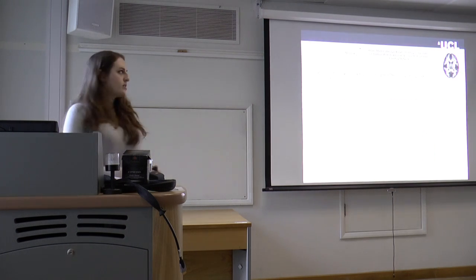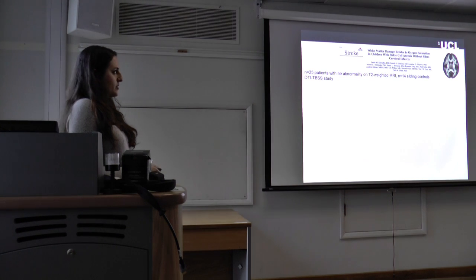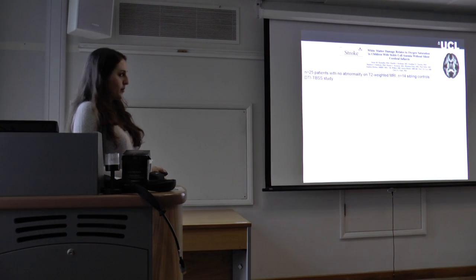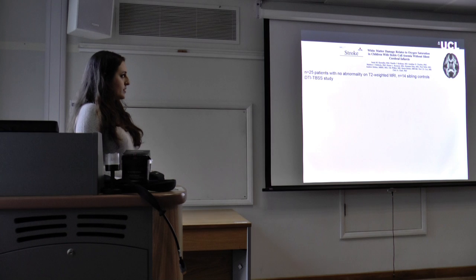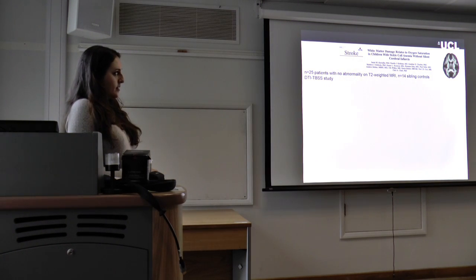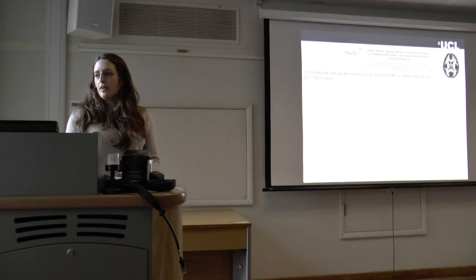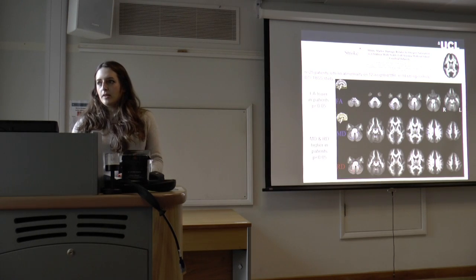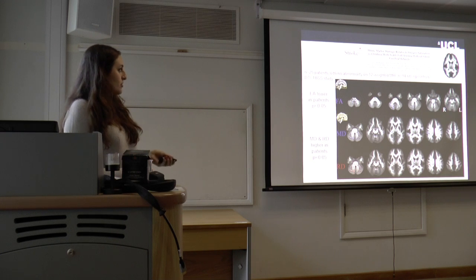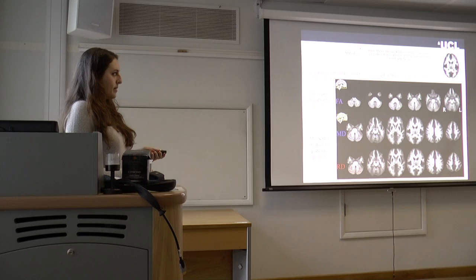So I want to talk about this study that was published this year, where I looked at 25 patients with no abnormality on T2-weighted MRI and 14 sibling controls. And we used a diffusion tensor imaging tract-based spatial statistics study, which looks at the whole brain voxel-wise analysis, looking at this green white matter skeleton here. And what we found is that fractional anisotropy was lower in patients, mainly in cerebellar white matter.